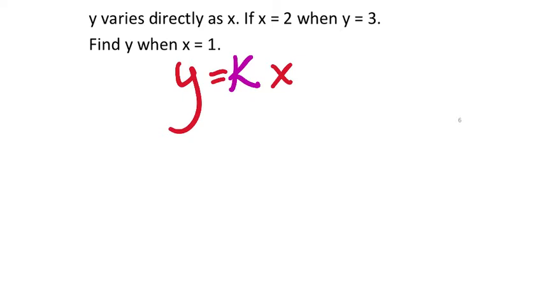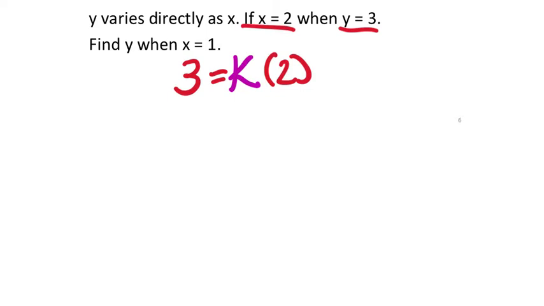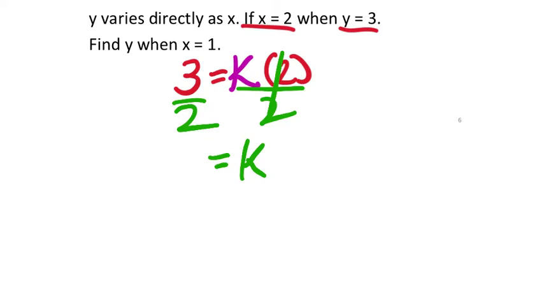Then they tell us x is 2. So I replace x with 2 because this is a correlation that's given to us. And then the y value is 3, right? Now this is not going to solve the problem for us. This is only going to give us the constant of variation. After we find the constant of variation, then we can solve for the missing y value when x is 1. On this one, I divide both sides by 2 to isolate the k, give it a phantom 1 coefficient, however you want to say that.